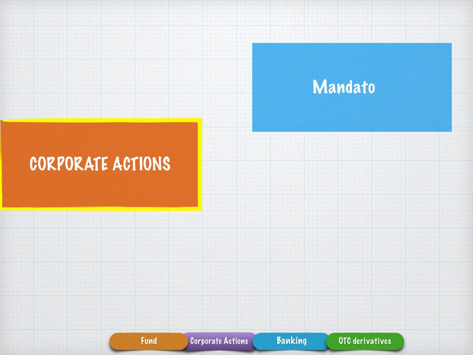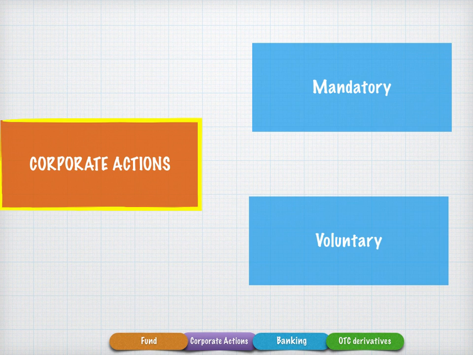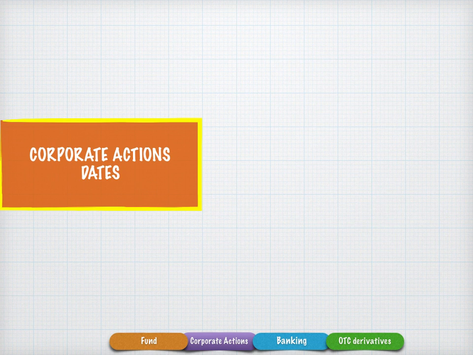Corporate actions can be classified as mandatory corporate actions or voluntary corporate actions. As we know, mandatory corporate actions are those wherein the issuer has to announce the corporate action and the investor has no choice but to accept it. On the other hand, voluntary corporate actions are those wherein the issuer announces the corporate action and it is left to the choice of the investor whether they want to accept it or not.